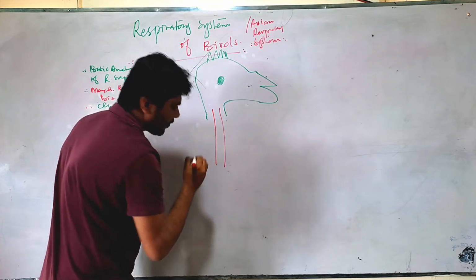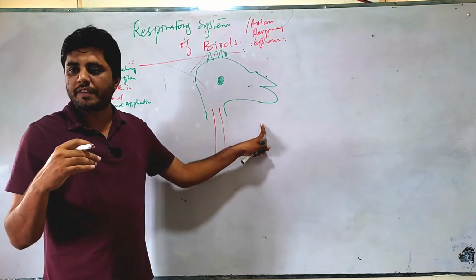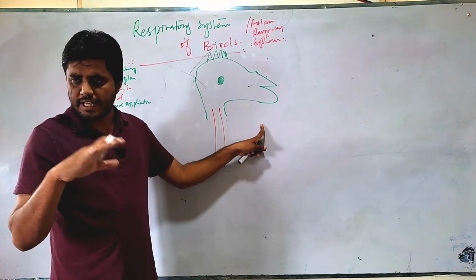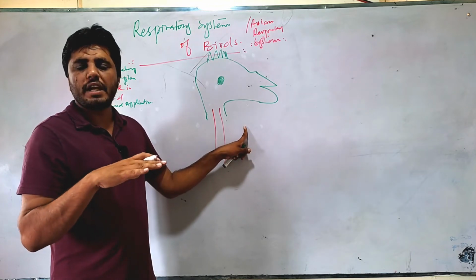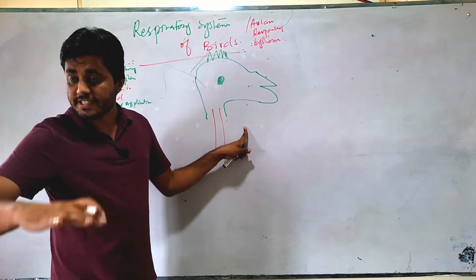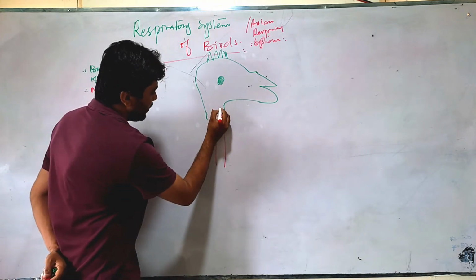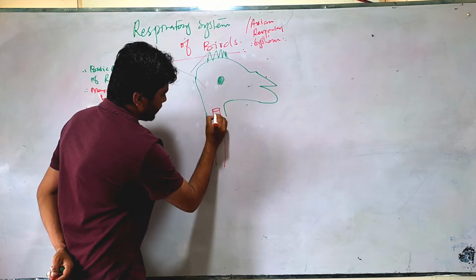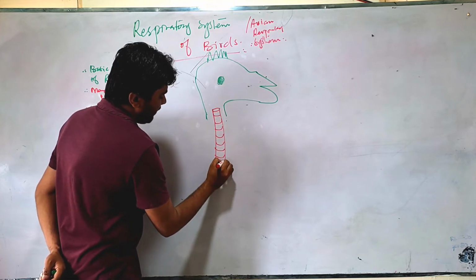Actually, if we compare to mammalian species, there is no big difference between the nasal cavity of birds and domestic animals. So we are going to give a lot of focus to the lower respiratory system, which we start from the trachea. Start from the larynx; birds have a larynx.